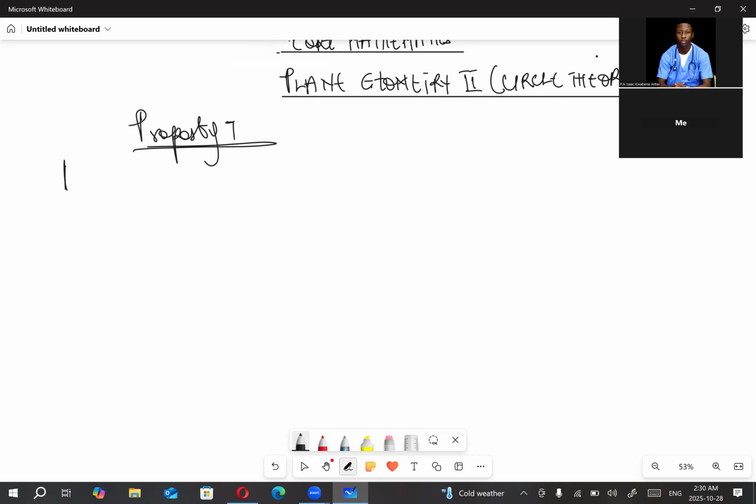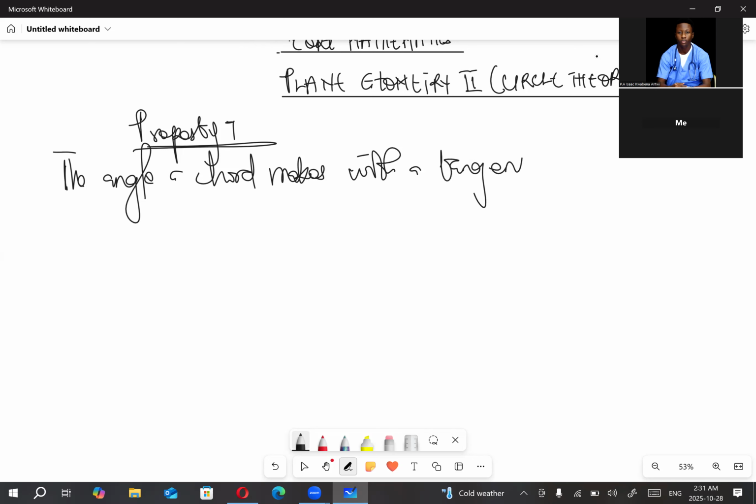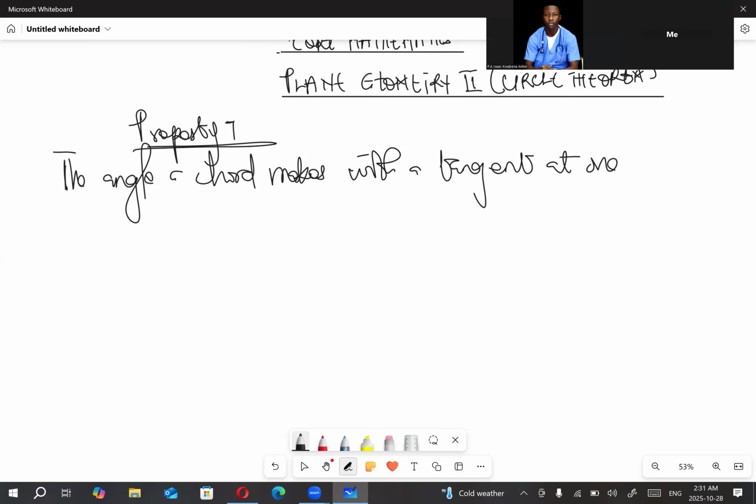All right. So the angle a chord makes with a tangent at one end equals the angle in the alternate segment.